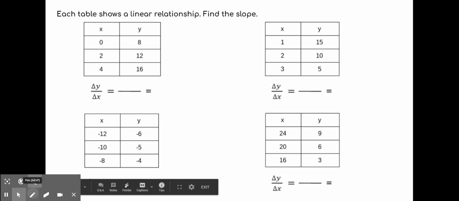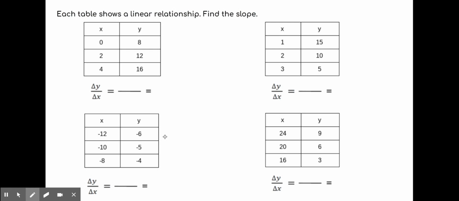So here are some tables that show linear relationships. That means if we were to graph them, we would see a line, and we're going to find the slope from each table. If at any time you want to do all of these by yourself, feel free to pause the video, do all the work, then turn the video back on to check your work. I'm going to work the first one with you, and then I'm going to have you work the other 3 on your own.